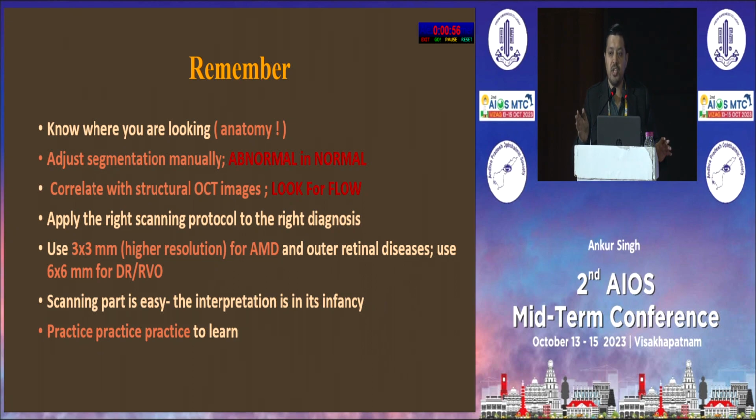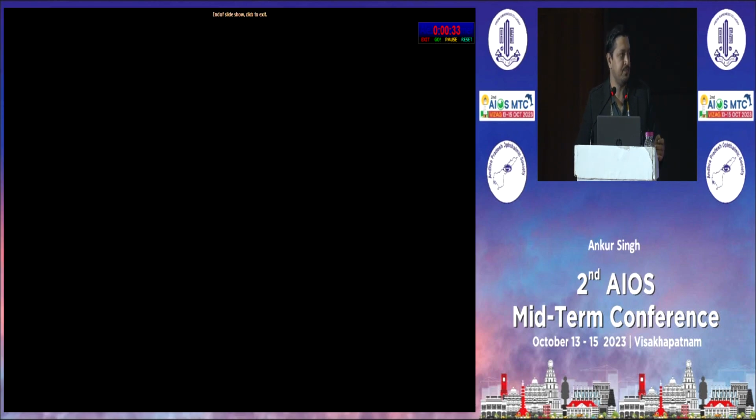A 3 by 3 mm is the best suited protocol when you are looking at the fovea or the inner macula, while when you're looking at a wider field, like a patient of an RVO or a patient where you're looking for NVE, use a wider protocol like 6 by 6. In fact, now the montage of 14 by 14. Scanning is easy, interpretation is a bit difficult. So practice, practice, and practice and learn. Thank you.